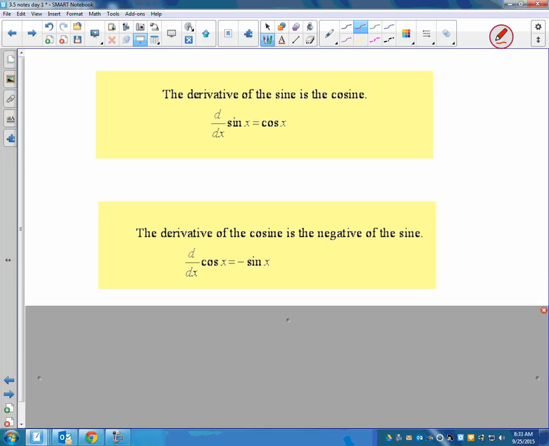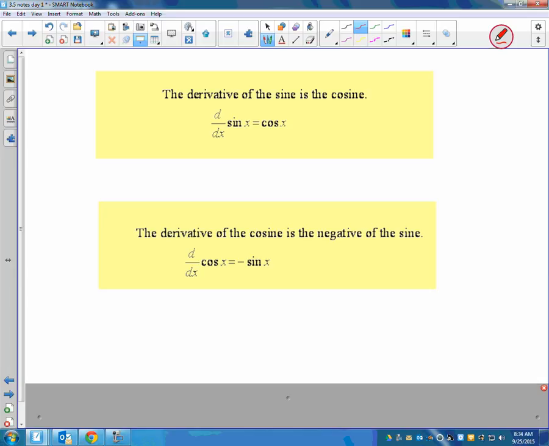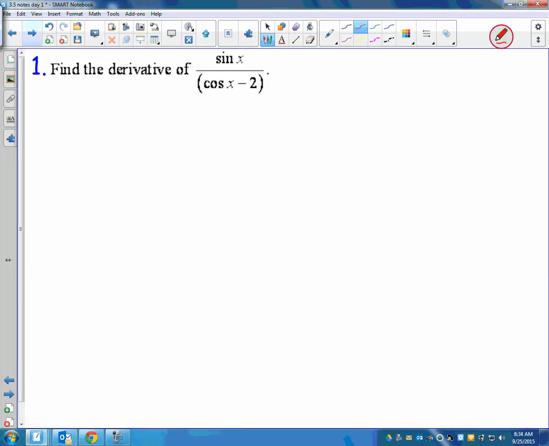The derivative of cosine is negative sine. I don't know why it's negative. I'm going to give you a rule in a minute to help you. Is there a song? There's no song, but I'm going to give you a trick. Derivative of sine is cosine. Derivative of cosine is negative sine. That's not the trick, but let's practice this.